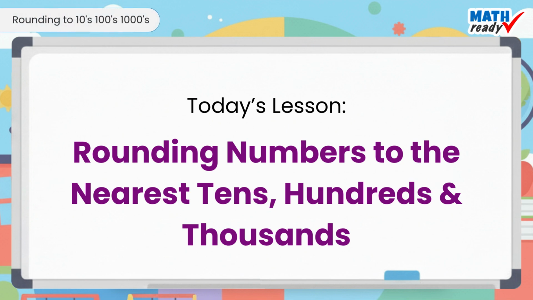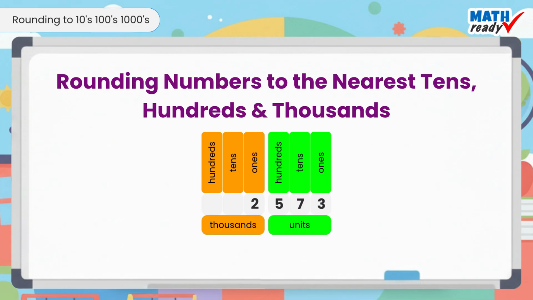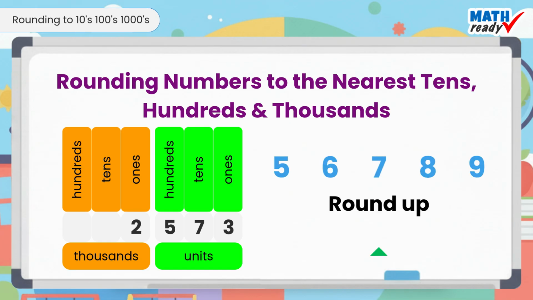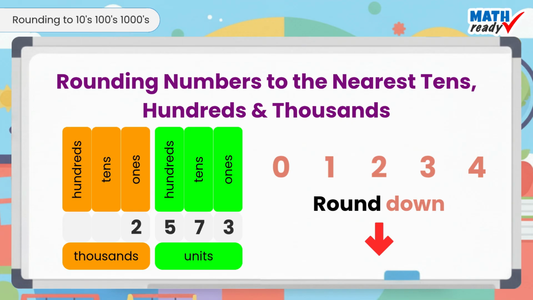Today we are going to look at rounding numbers to the nearest 10, 100, and 1000. When rounding a number to a certain place value, such as 10, 100, or 1000, we need to look at the digit in the place value directly below it to see whether we are going to be rounding up or down. If the digit below the place value we are rounding to is 5 or more, we round up. If it is 4 or less, we round down.